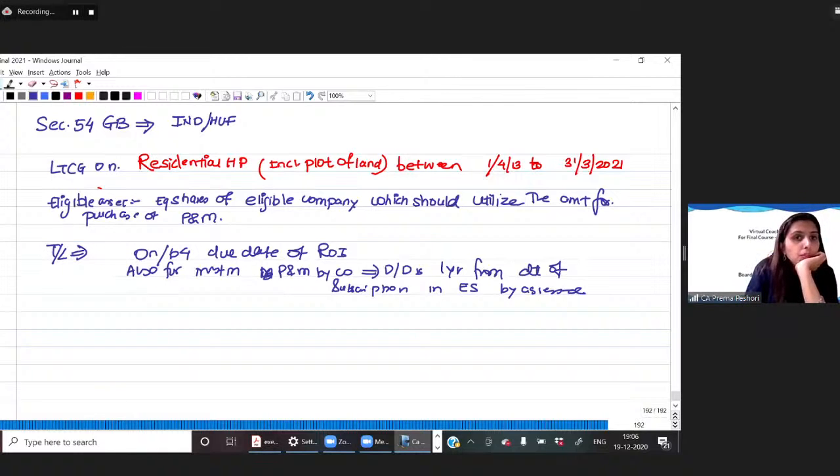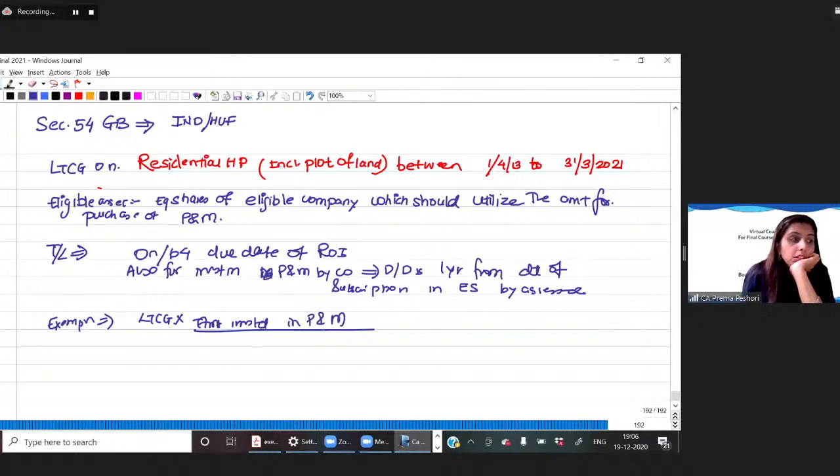What is the amount of capital gain exempt? Exemption will be LTCG into amount invested in plant and machinery divided by net sale consideration.